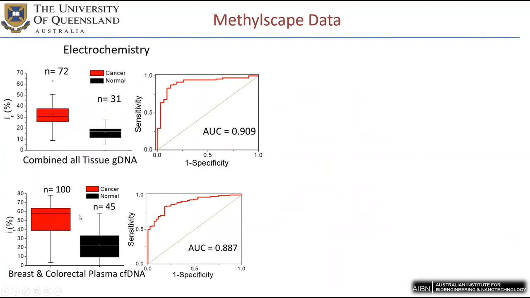And also, to achieve our goal of developing a liquid biopsy test, we used our method for breast and colorectal cancer plasma-derived cfDNA samples. We found that our electrochemical technique can detect cancer-derived plasma cfDNA with 88% accuracy.